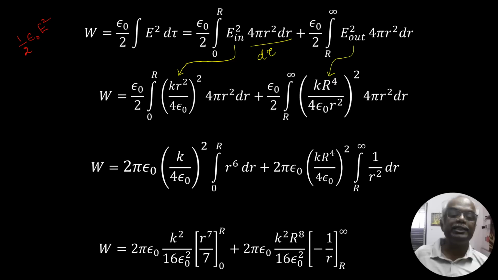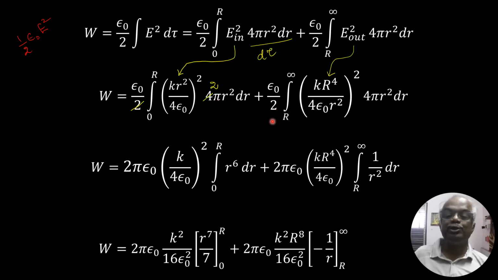Now what I can do is I can cancel this 2 with this 4, you will get 2. So the first integral will become 2 pi. I am taking out 2 pi epsilon naught, and here the constants are k over 4 epsilon naught, so k by 4 epsilon naught whole squared. I have taken that constant also out. So here the running index is r squared squared, r power 4. Here we have one r squared. Pi I have taken already out. So r power 4 into r squared is r power 6 dr.